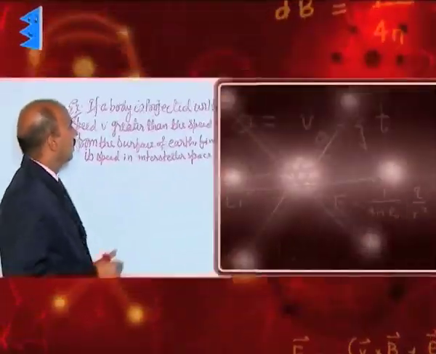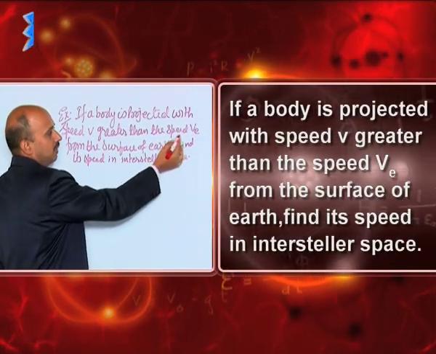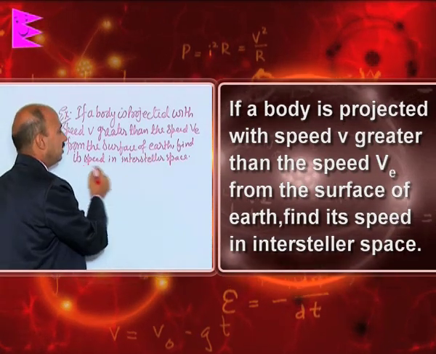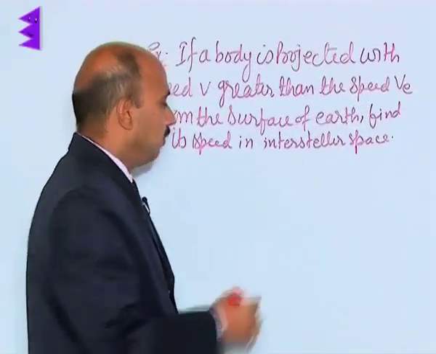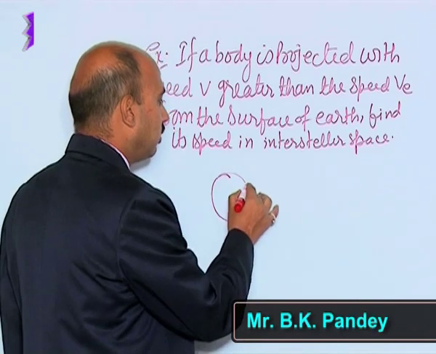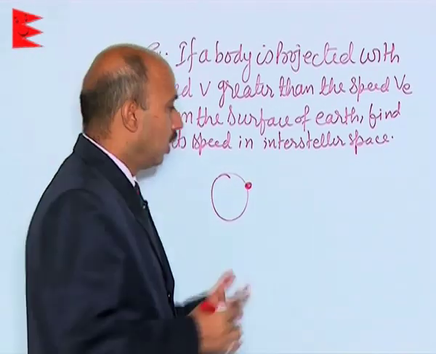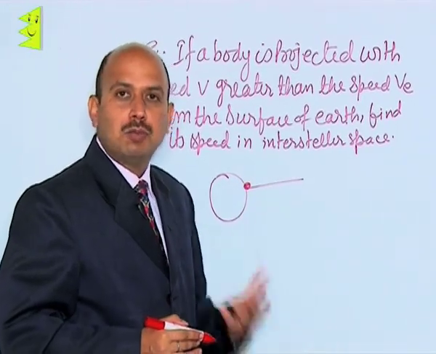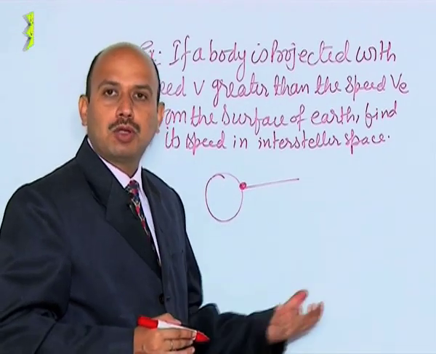Now see here, if a body is projected with speed v greater than the speed Ve, that is escape speed, from the surface of earth, find its speed in interstellar space. Now see here, when you are projecting any body from the surface of earth, it has potential energy as well as kinetic energy. When it is going into the interstellar space, it has only kinetic energy, no potential energy, because we ignore the presence of any other heavenly body.